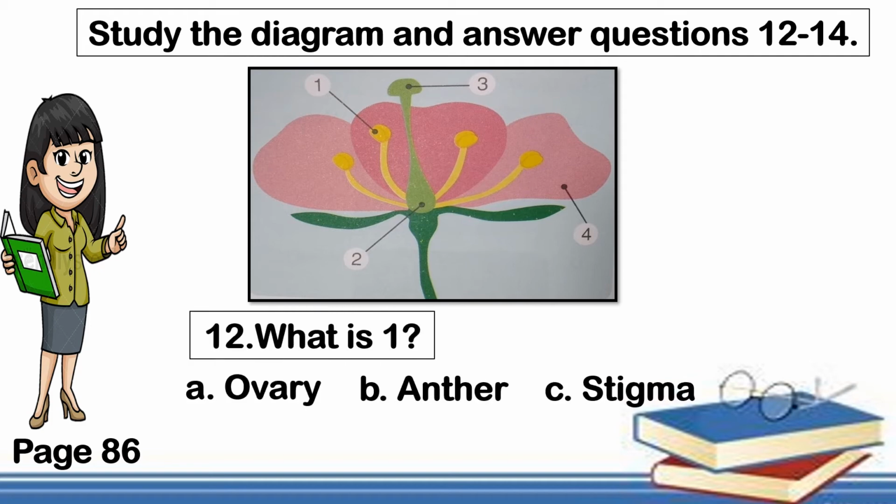Number 12 question. What is 1? Letter A, ovary. Letter B, anther. Or letter C, stigma.